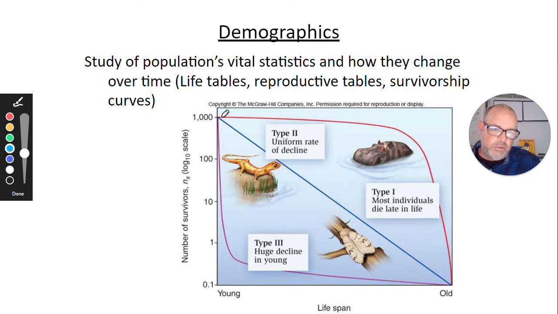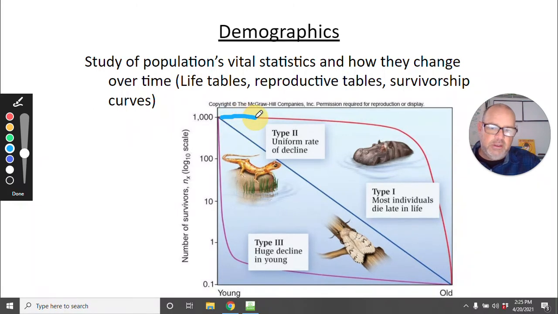So type 1 individuals are these, where, keep in mind, down here is a timeline. Young here, time goes by, old down here, okay? So the more you move to the right, the older the organisms are. So in these, when they're young, they live pretty good. And then as they get old, the death rate kicks in. Most individuals die late in life in type 1.